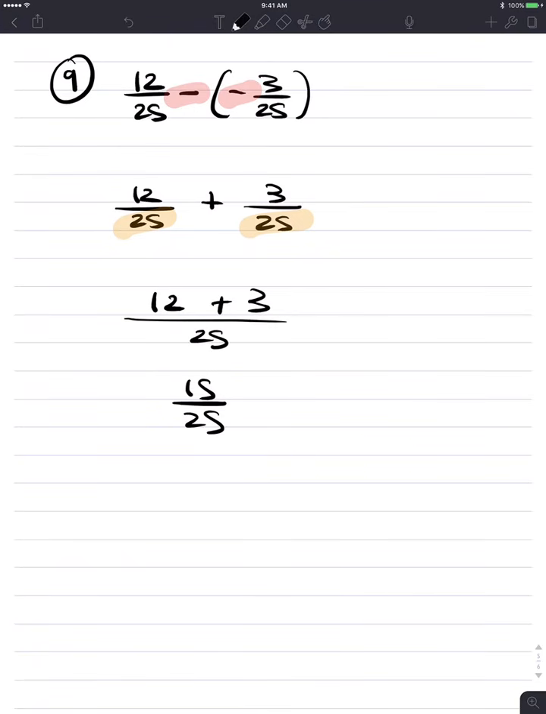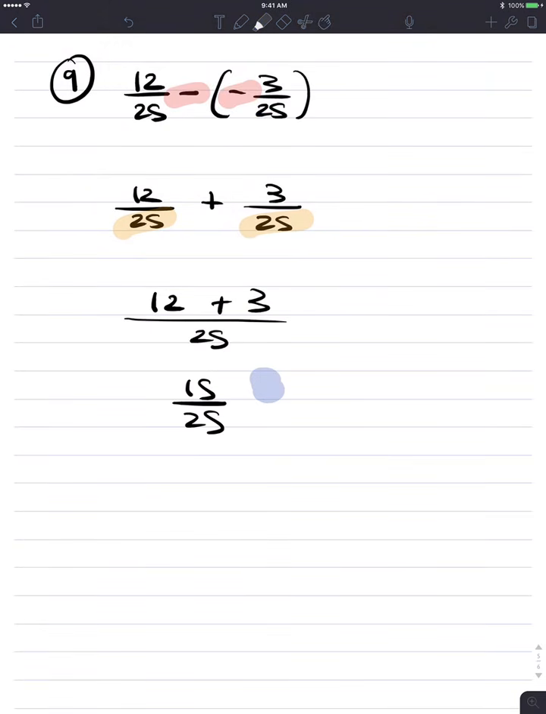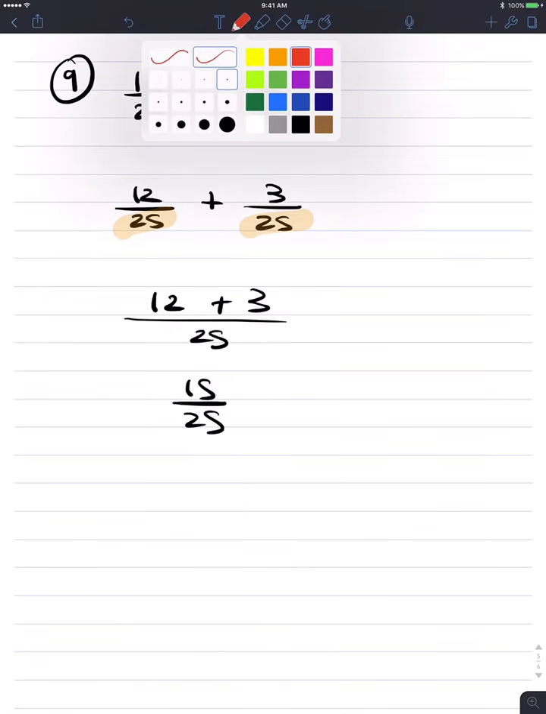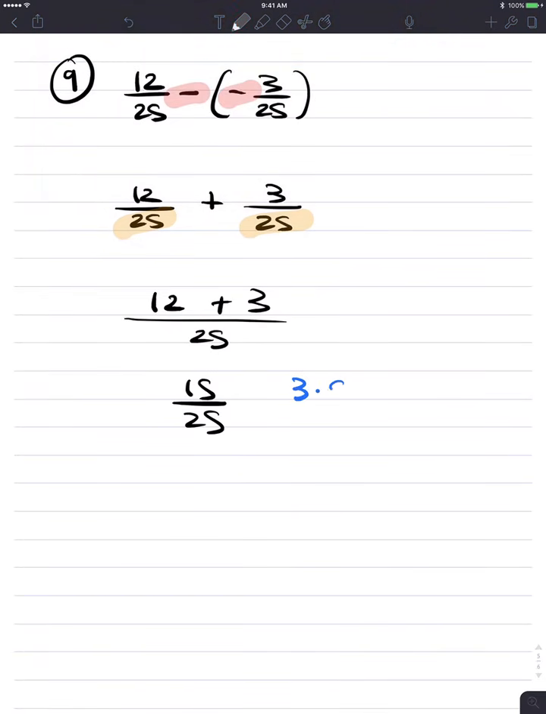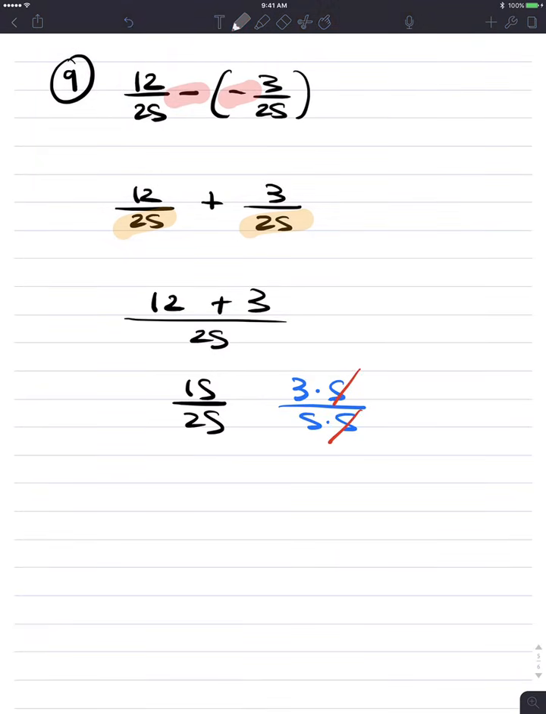We're going to break down 15 and 25 into their prime factorizations. Now, let's see. 15 can be written as 3 times 5. 25 is written as 5 times 5. So when I cancel, only a 5 goes away. I'm left with a 3 and a 5. Final answer is 3/5.